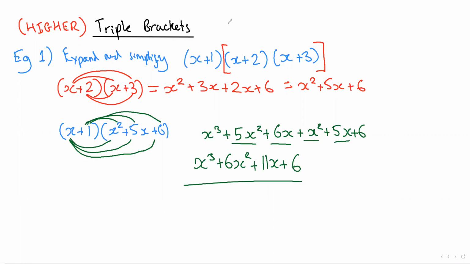Now, the reason why we chose to isolate the x plus 1 rather than any of the other brackets is because here, when we're expanding, we don't have to multiply all of these terms by 2 or 3. We just have to multiply them by 1, which is easier. For example, if we had the 3 here, we'd have to multiply each of these terms by 3, which would be more work. It doesn't actually matter which bracket you choose, though. You'll always get to the right answer.